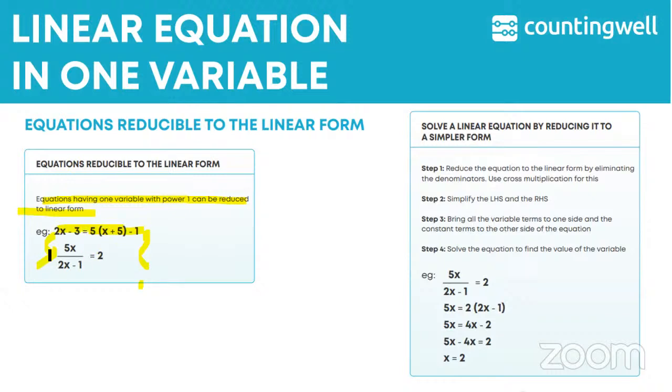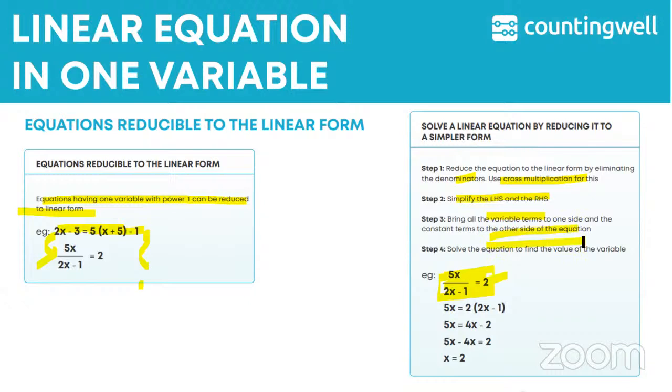Let us take this example. 5x upon 2x minus 1 equals 2. Let us see the steps involved. We have to reduce the equation to linear form by eliminating the denominators. Again, we have to use cross multiplication for this. And then we simplify the LHS and RHS and bring all the variables to one side and constant terms to the other side. Then we have to solve the equation.